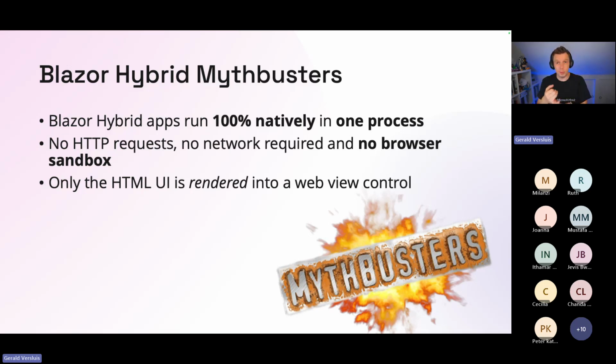We don't need to go through WebAssembly. We don't need to go through Blazor Server. We can just run it as a .NET application. No HTTP requests, unless, of course, you're going out to an API, some REST API where you get your data, like the weather service or whatever. But no browser sandbox, no network required if you don't want to. You can build a totally offline application with this if that's what you want.